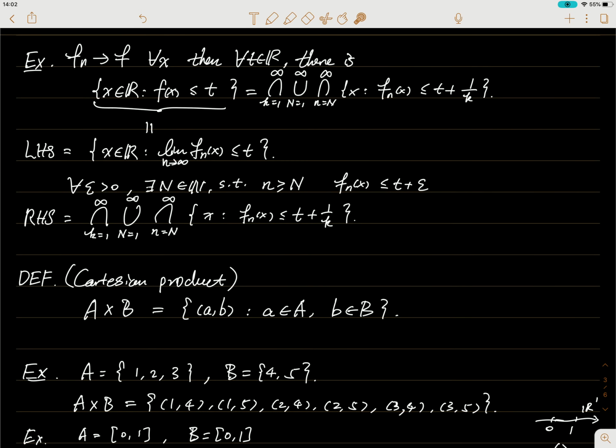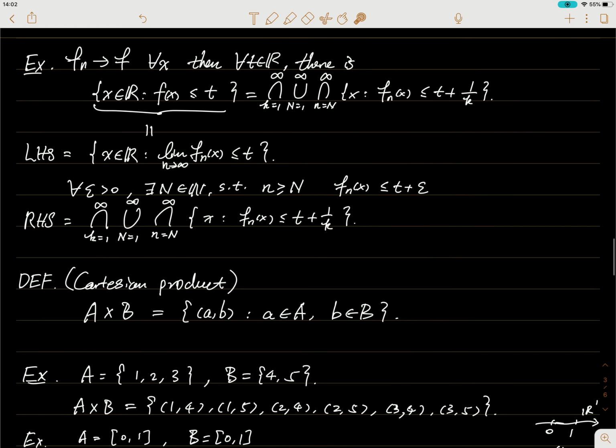Okay, now let's look at another example. So say we have a sequence of fn that converge to f at every point, and then for any real number t, there is this set. This is a set of points where f is less than or equal to t. And we can show that this is just equal to the right hand side.